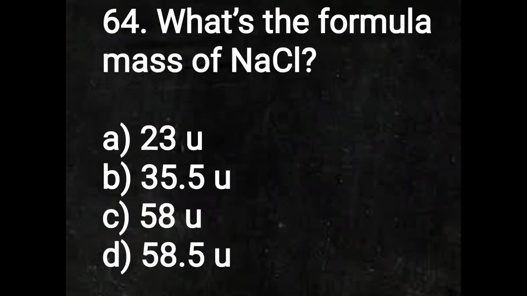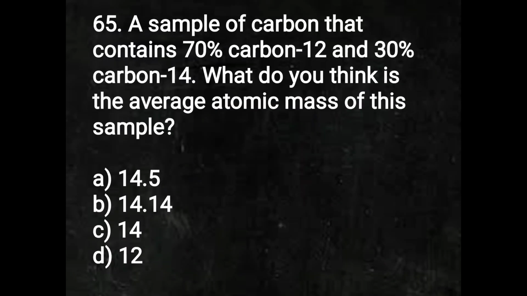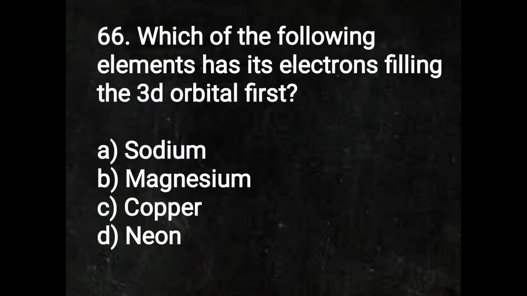(342 AMU). What's the formula mass for sodium chloride? 58.5. A sample of carbon that contains 70% of carbon 12 and 30% of carbon 14, what do you think is the average atomic mass of this sample? That is 14. Which of the following elements has its electrons filling the 3d orbital first?